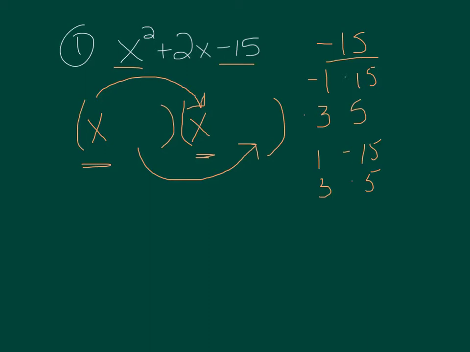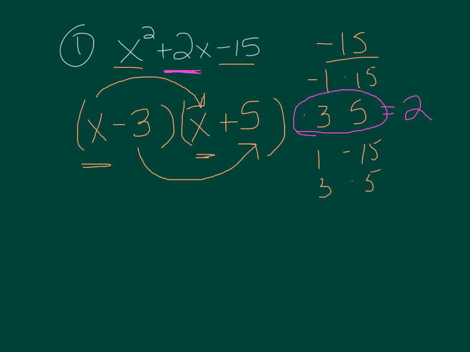Now, knowing that this middle term is created by adding my two terms, I'm going to guess negative 3 and 5. Negative 3 and 5, when I add them, I get 2. And that's what I want. So I'm going to put a negative 3 here and a plus 5. Now this is our guess, so we need to check our answer.